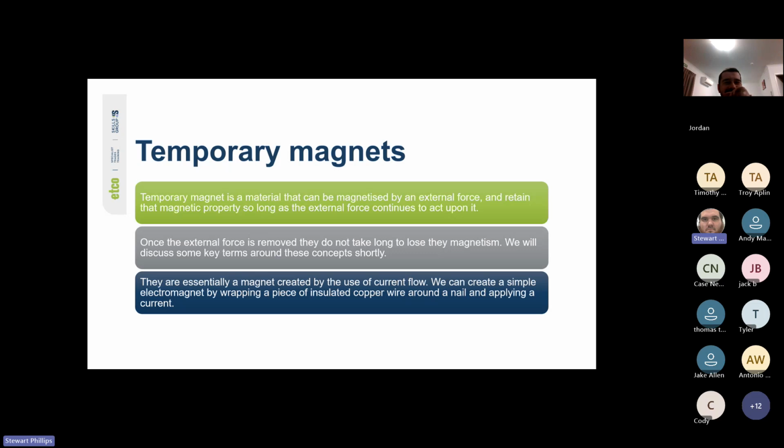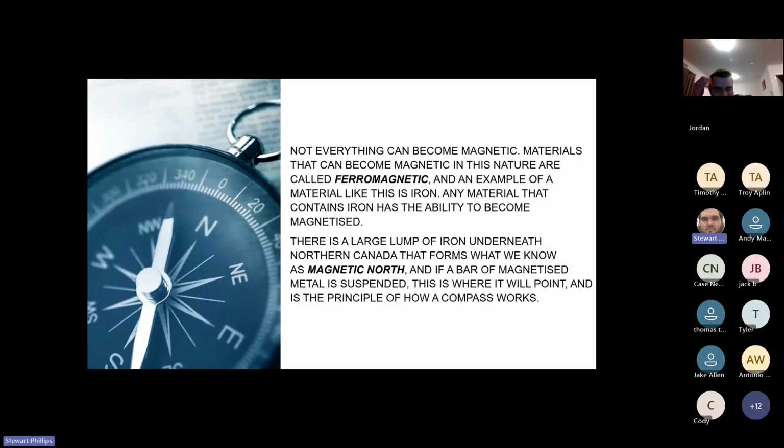Okay, guys, cool. So not everything can become a magnet. Materials that can become magnetic by nature are called ferromagnetic, like we talked about. An example is iron. Any material that contains iron has the ability to become magnetized. There is a large lump of iron underneath northern Canada that forms what we know as magnetic north. If a bar of magnetized metal is suspended, this is where it will point, and it is the principle of how a compass works.